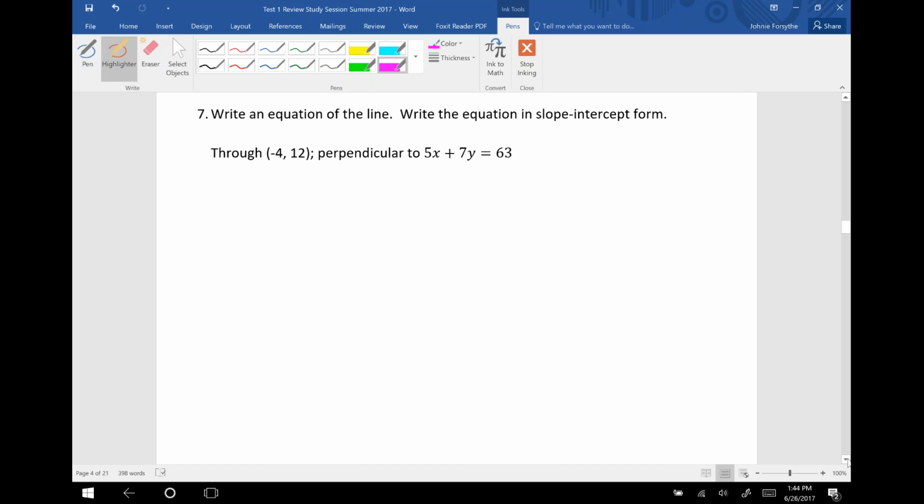Okay, so write an equation of the line, write it in the slope-intercept form. So you can write the equation and I'll give you different information. You've got to figure out what you have to do based on the info you're given. So again, you need two things to write the equation. You definitely need the slope and you need a point on the line. All right, so I have the point, negative 4 and 12, but I don't have the slope right away. But what I do know is that my line is going to be perpendicular to this equation here.